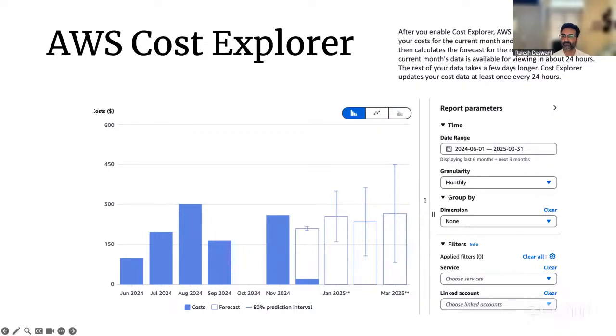So what you can do is define the report parameters for what you want the date range to be. So here I wanted it from June 24 to March 25, going into the future, and it tells me what my potential cost is going to be in the future.